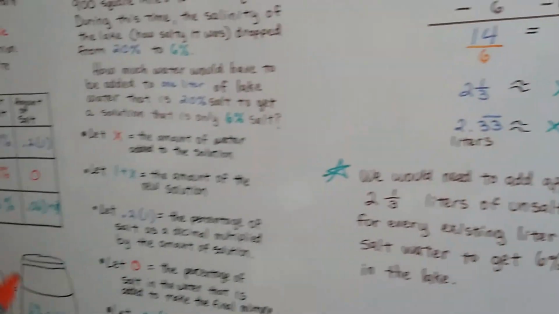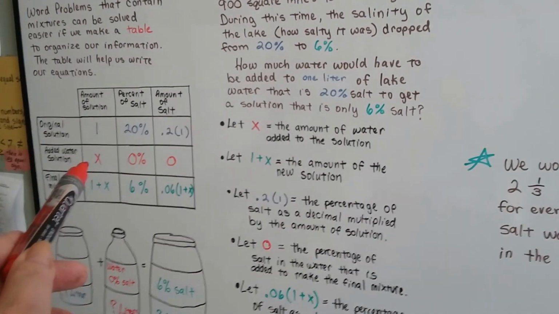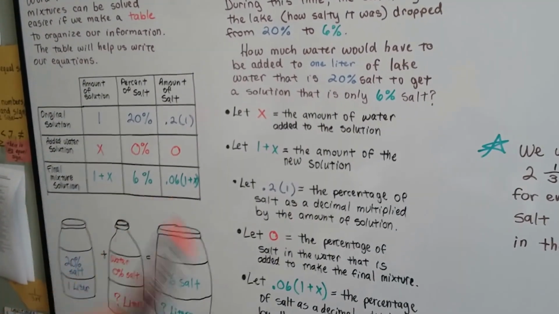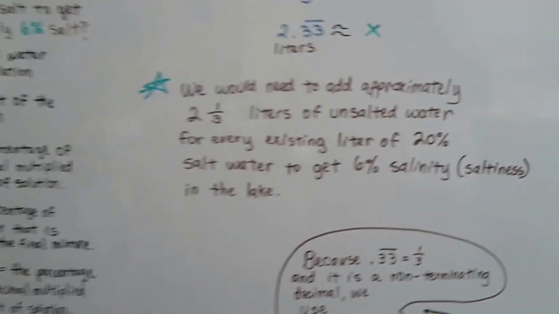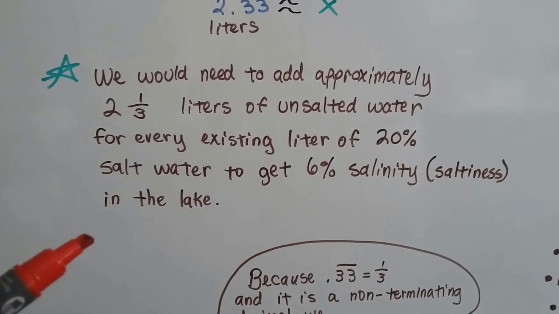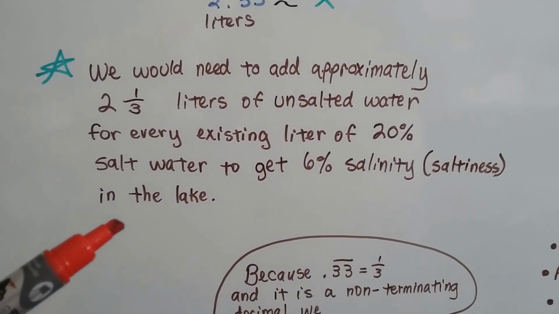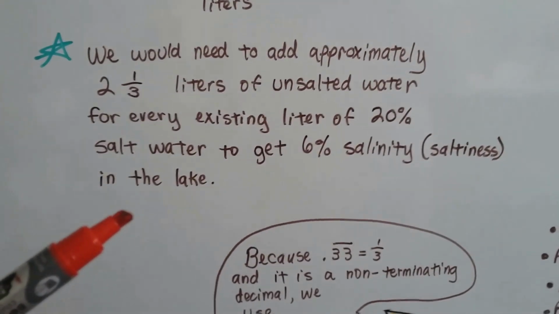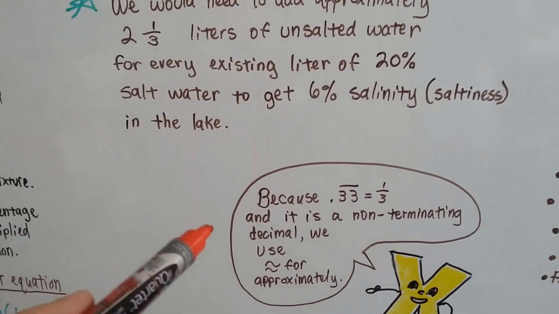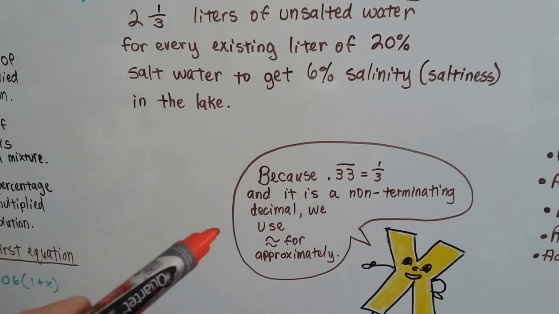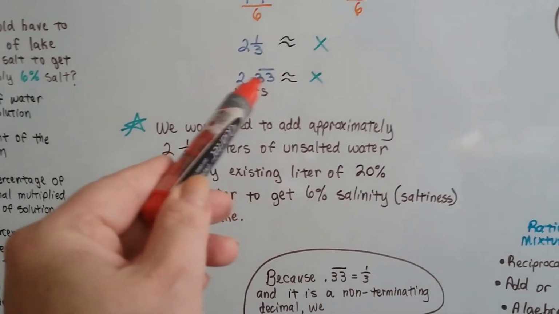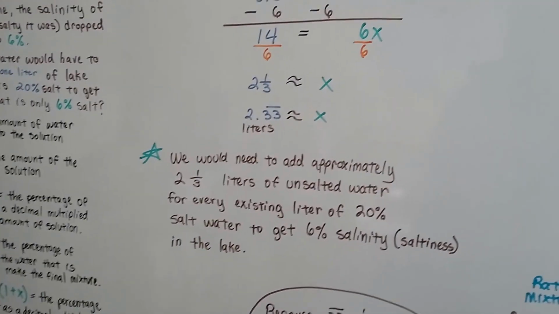So that's how many liters of clean, unsalty water we would need to add to a liter of 20% salt water to get the 6% one. We would need to add approximately 2 1/3 liters of unsalted water for every existing liter of 20% salt water that's in the lake to get a 6% salinity in the lake. That's how the saltiness got lowered. Remember, because 0.33 equals a third, and it's a non-terminating decimal, we use that approximate symbol, because it's not exact. This 333 keeps going on.